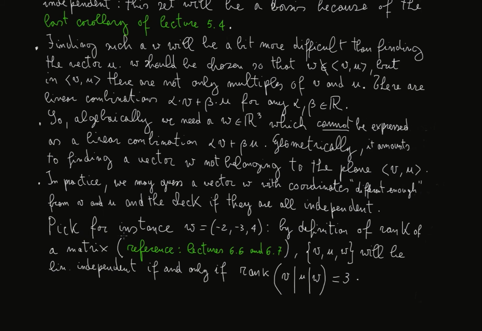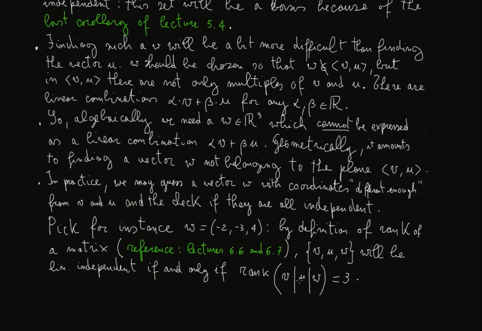Let's see, for example, if we pick the vector W = (-2, -3, 4), then we have learned a procedure to check whether the set of V, U, and W is a set of linearly independent vectors. Now, by definition of rank of a matrix, and we talked about this in lectures 6.6 and 6.7, we know that the set V, U, and W will be linearly independent vectors if and only if the matrix formed by these three vectors as columns, first column V, second column U, and third column W, has rank 3. This is essentially one of the possible definitions of rank.